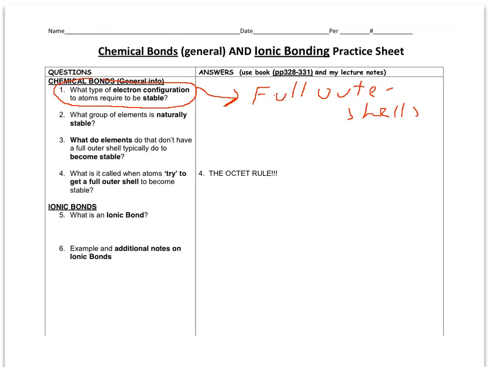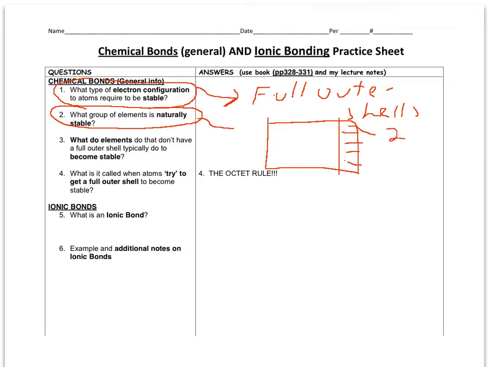So basically, that answers question number 2 also. If you looked at the periodic table, the entire row 8, or 18 as it's referred to in your textbook, is stable because they have a full outer shell. Again, helium only needs 2 to be full because it only has one valence or one outer shell. The rest of these need 8 electrons to be stable.